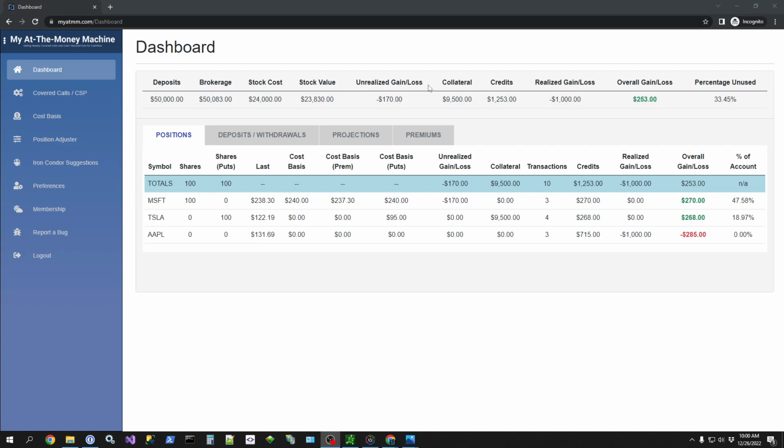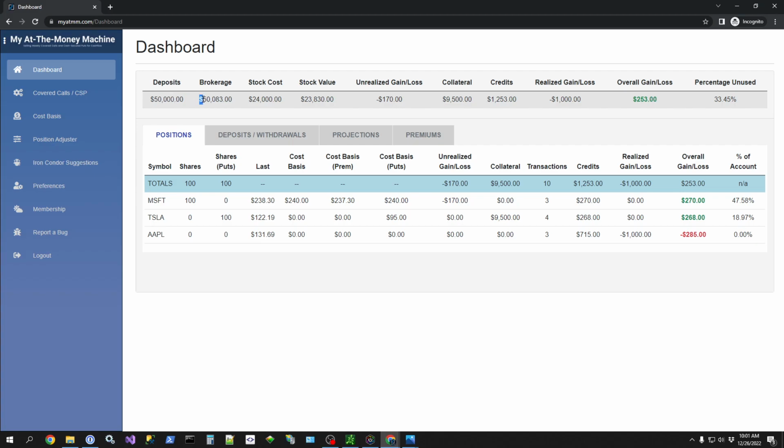This is just the high level overview aggregate of all of the transactions that have been entered into the web application. So the first column is showing the total deposits that have been entered, less withdrawals. So it takes the net of all your deposits and withdrawals, and that's what shows up in this first column.